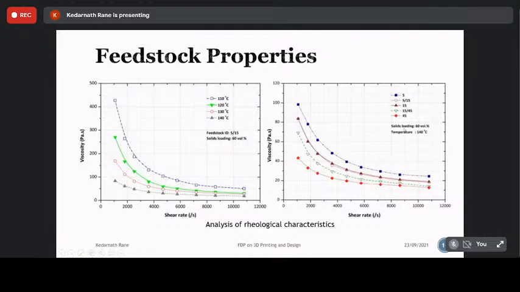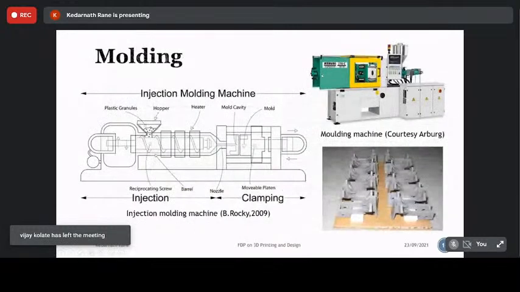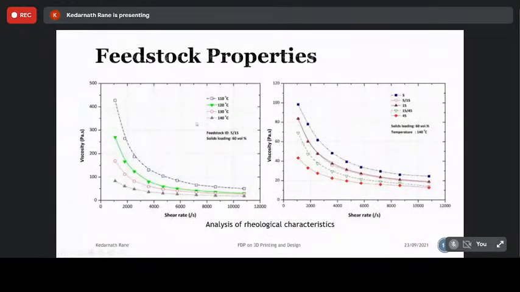Similarly, for different compositions and different mixtures, there is a shear thinning behavior again. Higher shear rate, lower viscosity is a typical behavior. So we can see this kind of behavior similarly for AM applications as well. Once you test the feedstock properties at certain flow rates or shear rates, please note down the shear rate that we are considering here for powder injection molding.